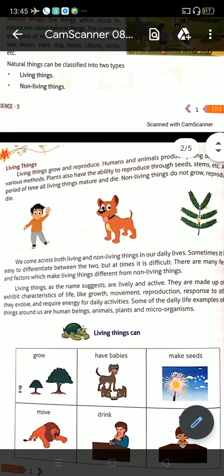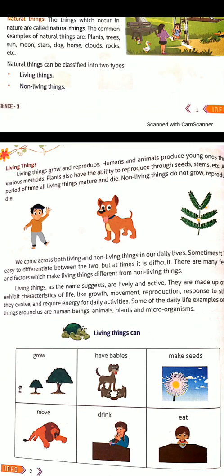Okay, follow what I am reading. Living things grow and reproduce. Humans and animals produce young ones through various methods. Plants also have the ability to reproduce through seeds, stem, etc. After a period of time, all living things mature and die. Non-living things do not grow, reproduce, or die.